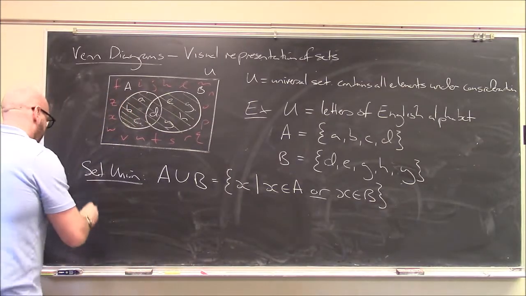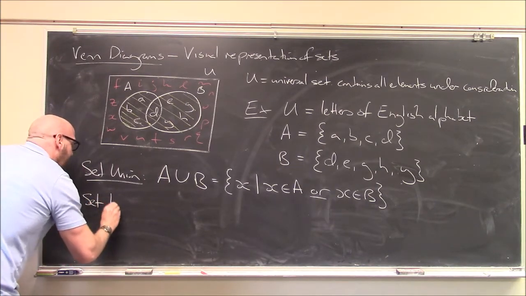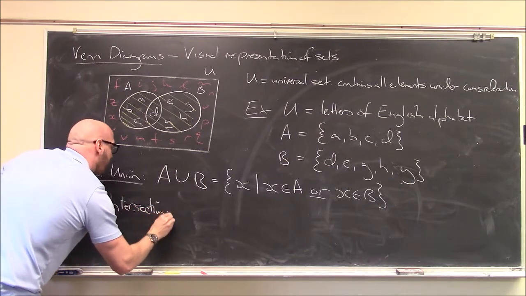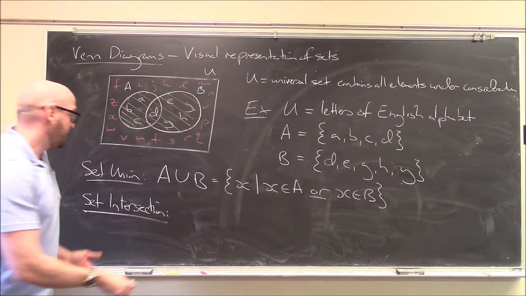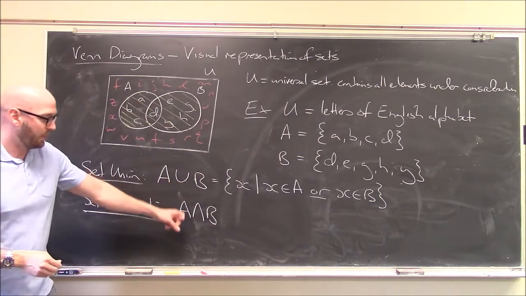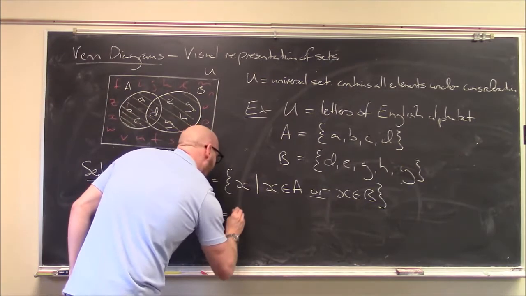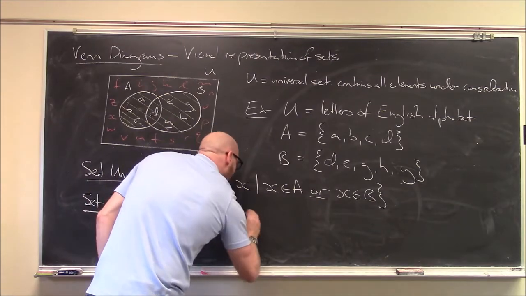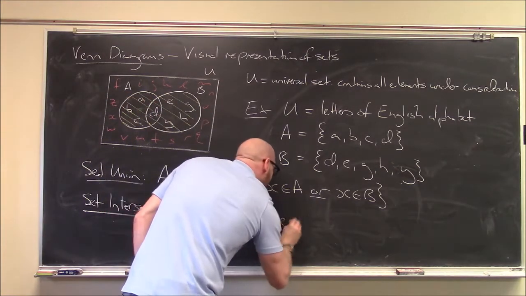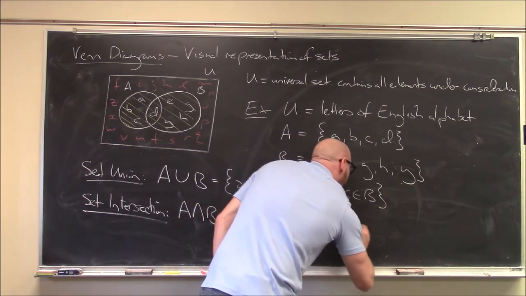We also have another really interesting set operator. It's the set intersection, which is the intersection of both sets. It's A intersect B. So just flip the symbol upside down to get, instead of a cup, a cap. And this would be the set of all elements x such that x is in A and x is in B.